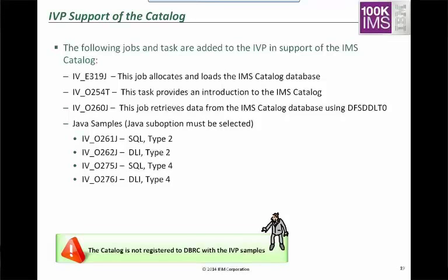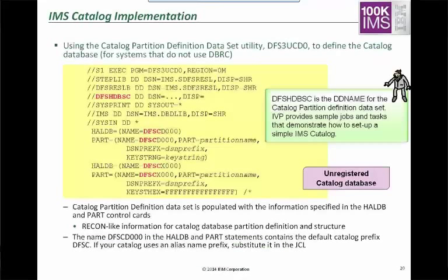On this next page, page 19, the heading says IVP support of the catalog. There are jobs and tasks that have been added to IVP in support of the IMS catalog, and here we've just listed the various jobs and tasks that are available to you. IVP, by the way, is what we call installation verification support. So when you're installing IMS, there are certain jobs and tasks that you can run to verify that the installation went well.